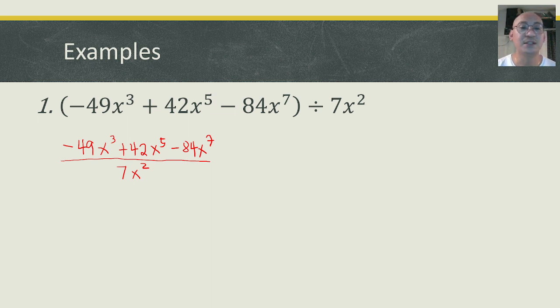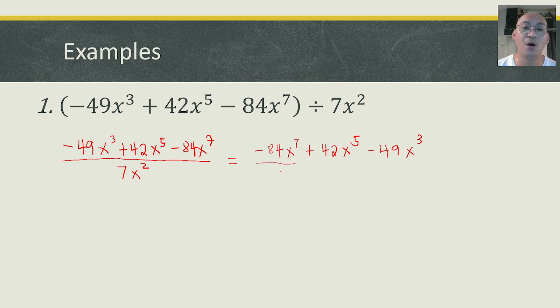One of the things that you need to do first, for you to easily divide the polynomial, is to arrange the polynomial into descending power. When we say descending power, we need to start first with the highest degree or the highest exponent of the given polynomial. So if we arrange the dividend, we have negative 84x to the 7th power plus 42x to the 5th power minus 49x cubed. So this is already arranged in descending power.